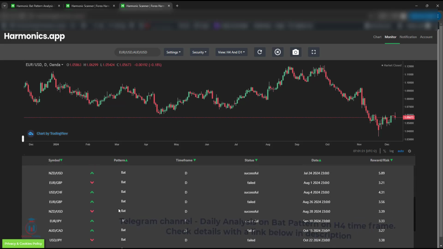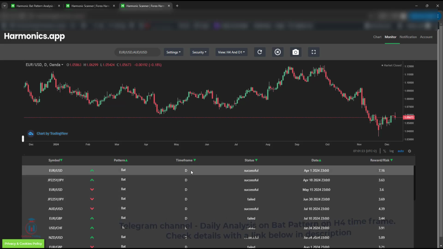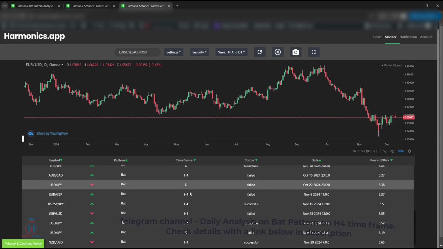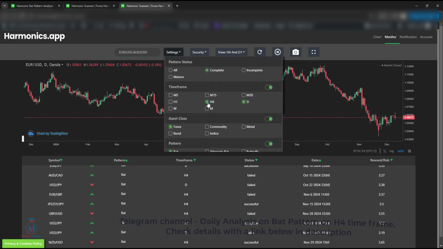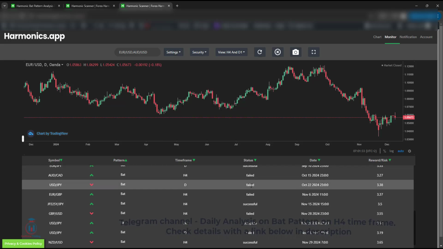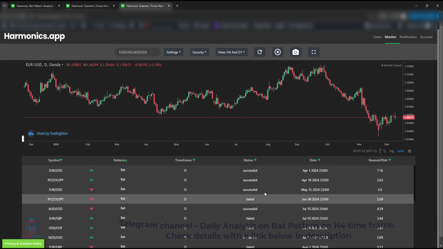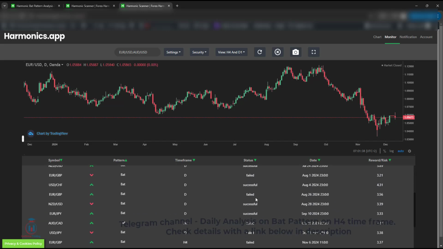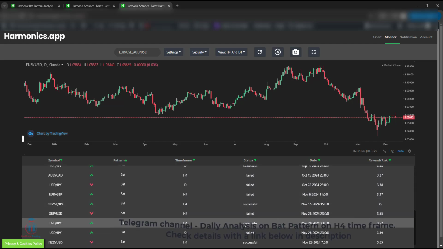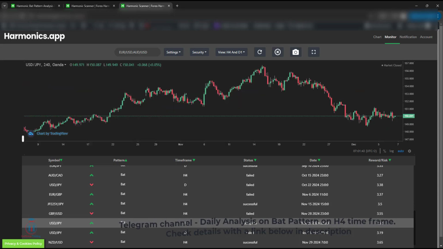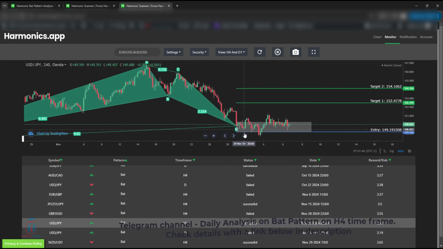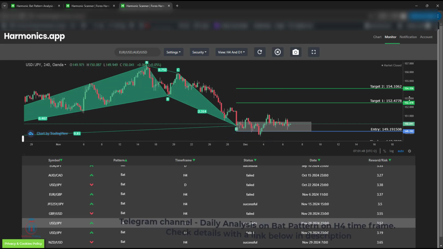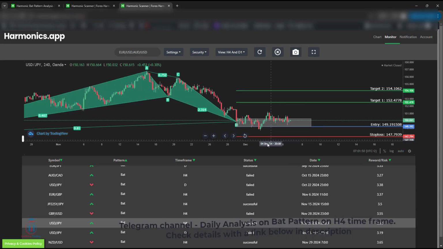We can see only the bat pattern listed. We have a time frame which is daily or 4-hour because I have selected them inside the settings. I would like to have only the 4-hour time frame and the daily time frame. Then we have a status, which means is it successful, failed, or complete. Let's check. We have also complete. A complete means this pattern is still valid for trading. So this means the price did not reach take profit 2 or stop loss. It's still in the game.